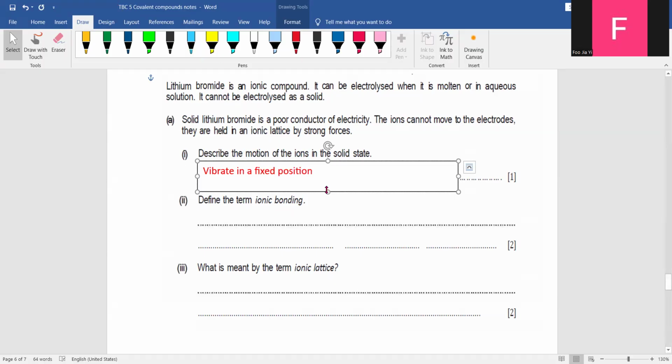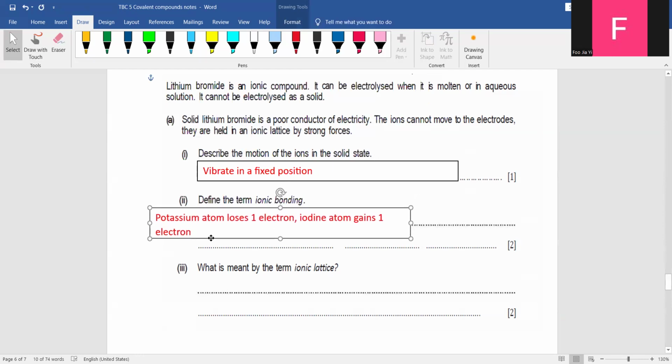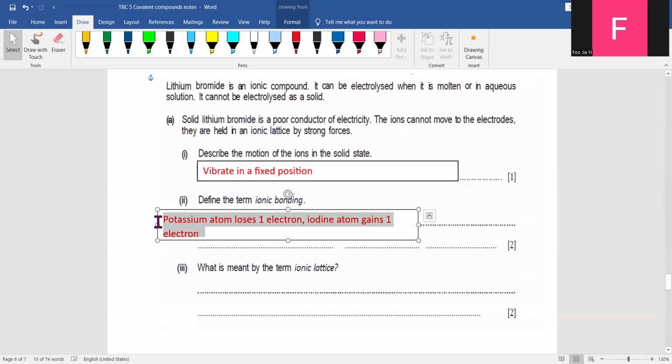Define the term ionic bonding. What is ionic bonding? Electrostatic forces of attraction between oppositely charged ions. Isn't that what we said just now? Yeah, so that's also the definition of ionic bonding.